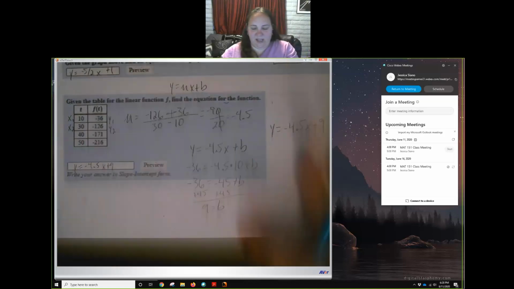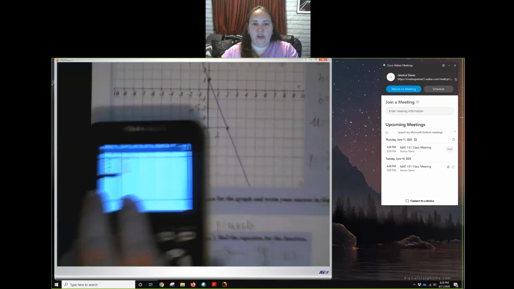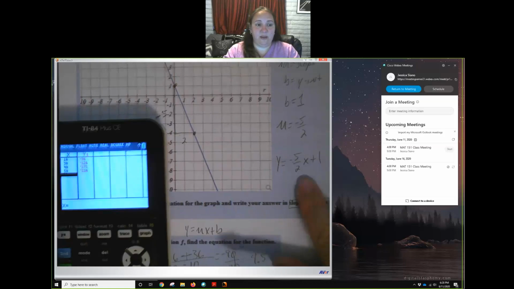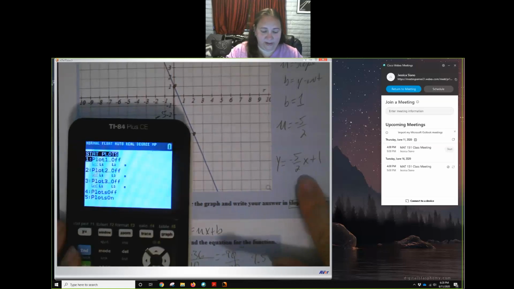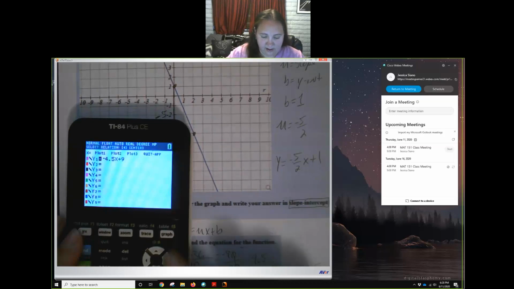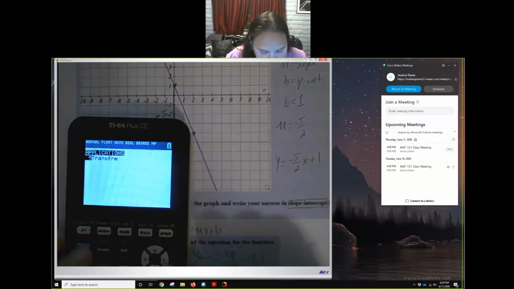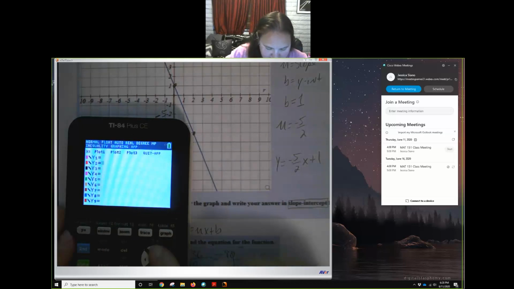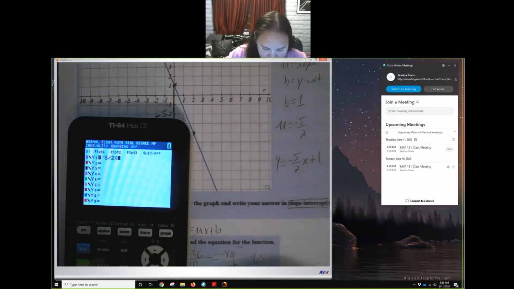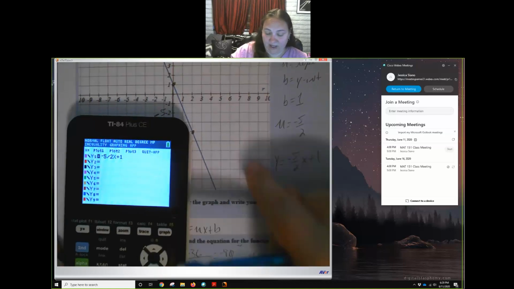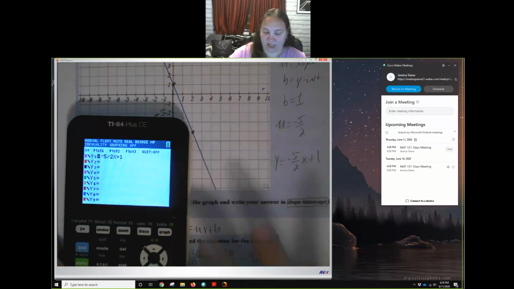You could do the same thing up here with this one, where you could plug this in and say y equals negative 5 halves x plus 1. And then graph it this time because they gave us a graph. So this time, instead of looking at the table, I'm going to look at the graph and I'm going to compare.